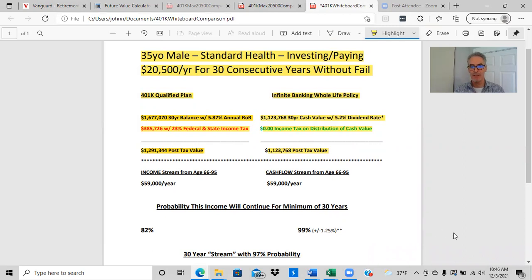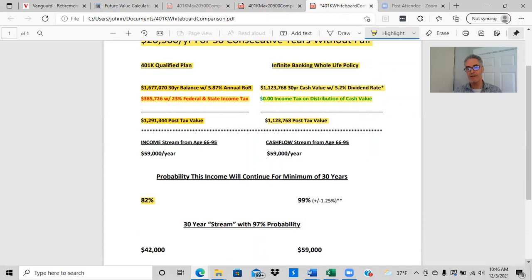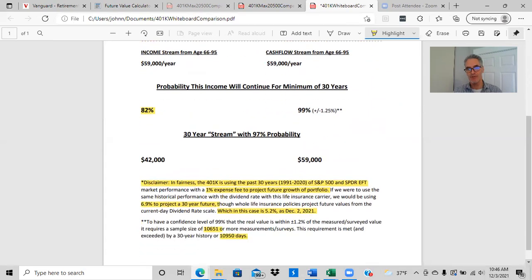59,000. Then we're talking about probability this will last for 30 years. I already showed you the 82%, sorry. And the probability on this side that you'll still be able to stream that out. Now, this is another disclaimer, right? I want to go to this idea of how I came up with the 99% with a plus or minus of 1.25% probability, right?